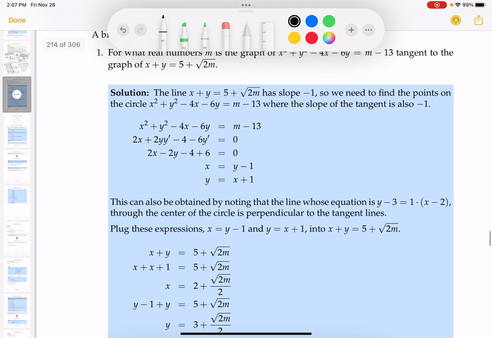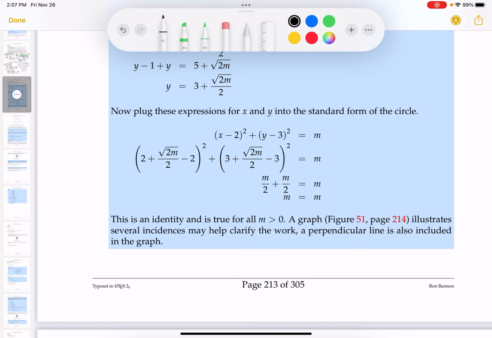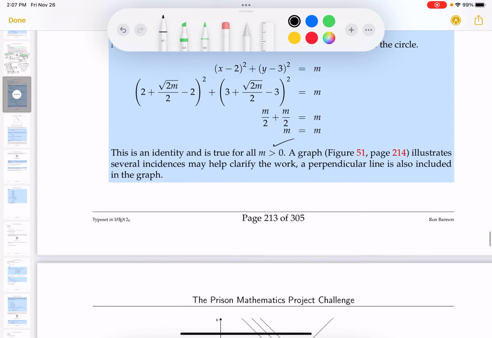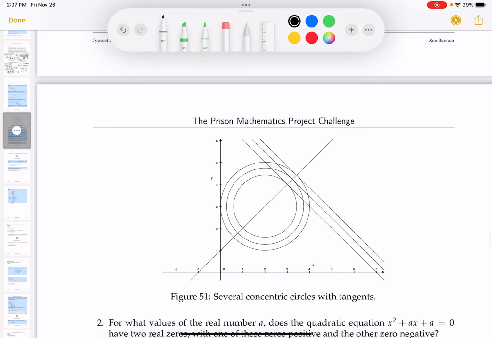Let's take a look at our answer key over here. And let's see what they wrote down over here. This is then true for all m greater than 0. They did say that. You could put 0 down too if you want, though. Illustrate several incidents that help clarify. All right, let me just take a look at that. Yeah, I'm seeing that. But if m is 0, you don't have a circle.